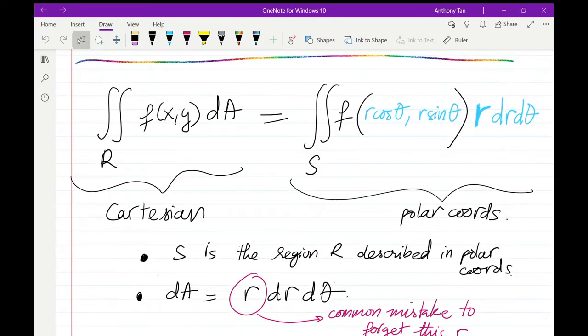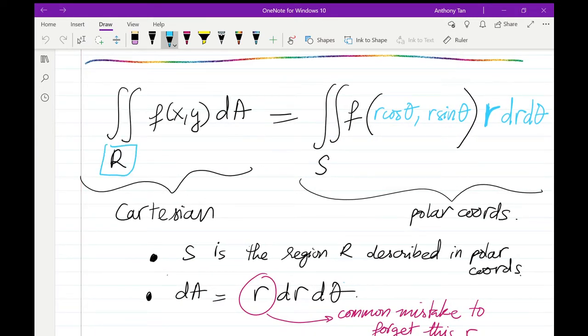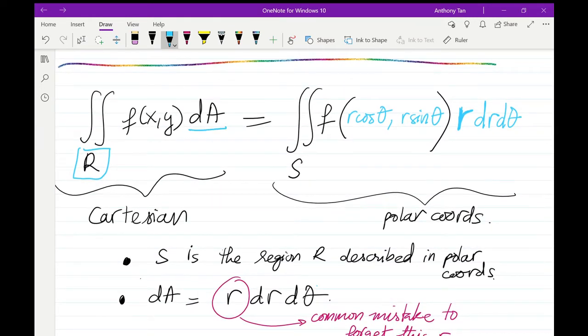So the idea is the following. In Cartesian coordinates, you have a region R, and you want to integrate over this region with respect to the area. If the region R is suited for polar coordinates, then you will parameterize your x into r cosine theta and y into r sine theta. Right, so x is r cosine theta and y would be r sine theta.